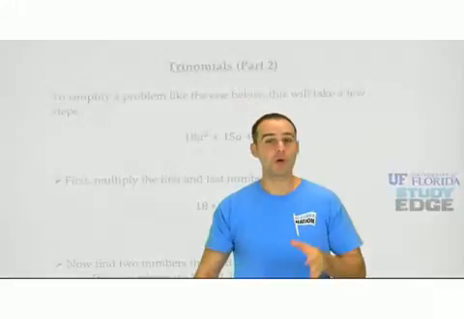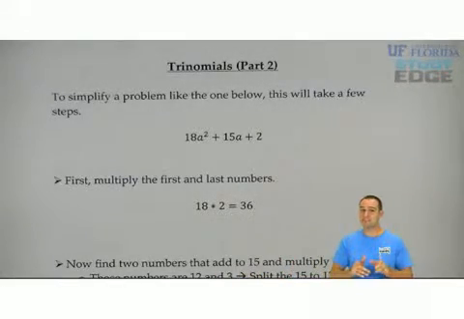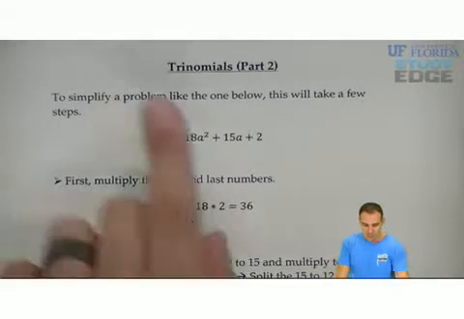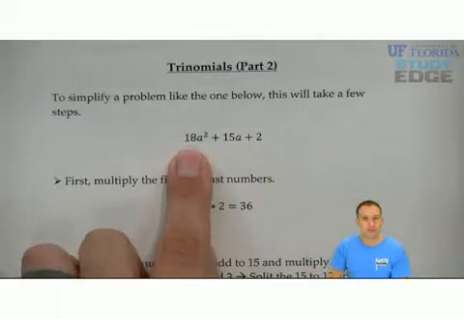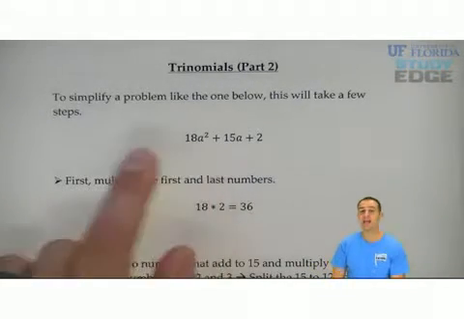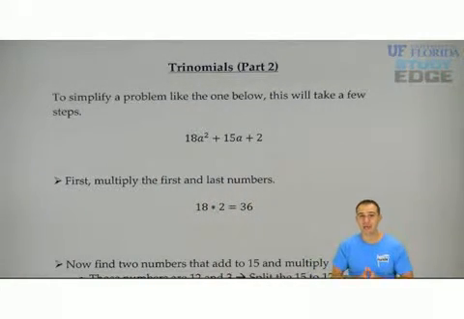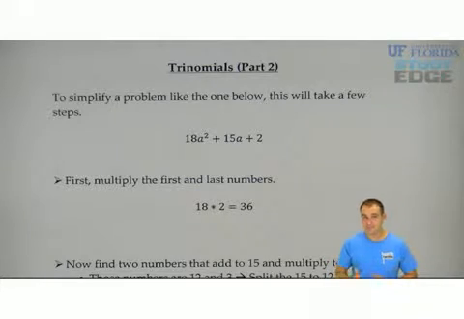Trinomials, part 2. So for this video, we're going to factor, but we can't do exactly the add multiply game from the beginning. This trinomial has a coefficient in front of the square term that you can't factor out. So we're going to use a different method here.